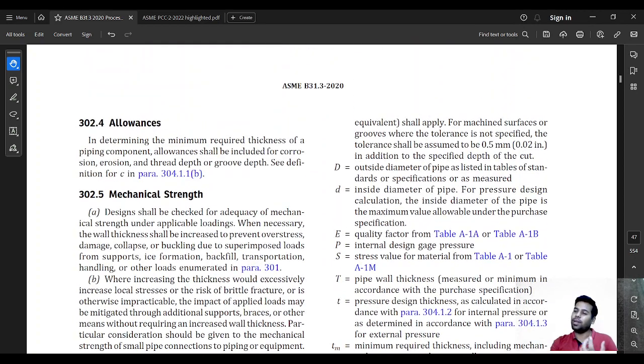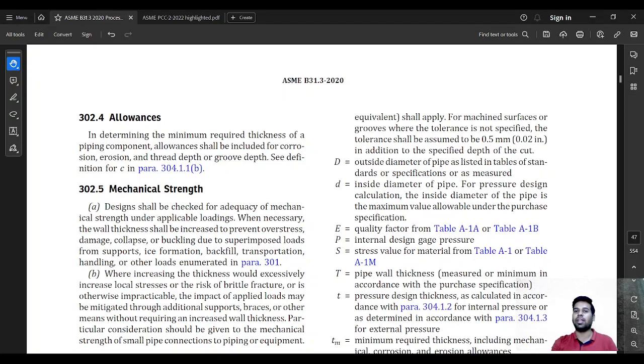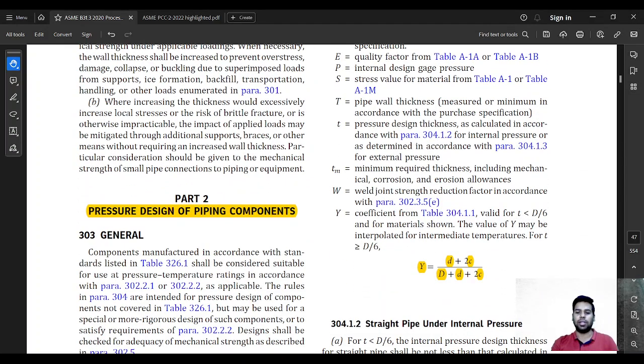Not just corrosion allowances, but other allowances also. Sometimes thread allowances are there, sometimes mechanical allowances are there. Most common is corrosion allowance. Okay.